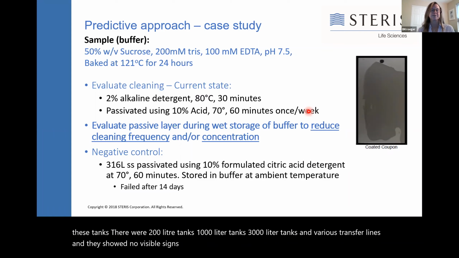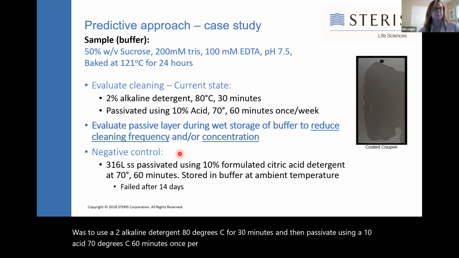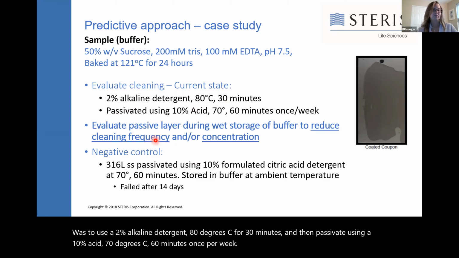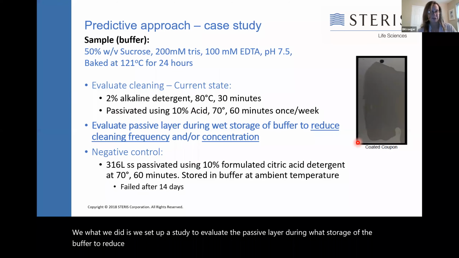But what they wanted to do was get away from their current state. Their current state was to use a 2% alkaline detergent, 80 degrees C for 30 minutes, and then passivate using a 10% acid, 70 degrees C, 60 minutes once per week. What we did is we set up a study to evaluate the passive layer during wet storage of the buffer to reduce the cleaning frequency or the concentration, so both.